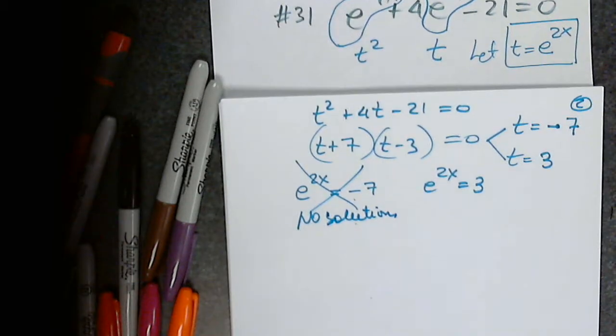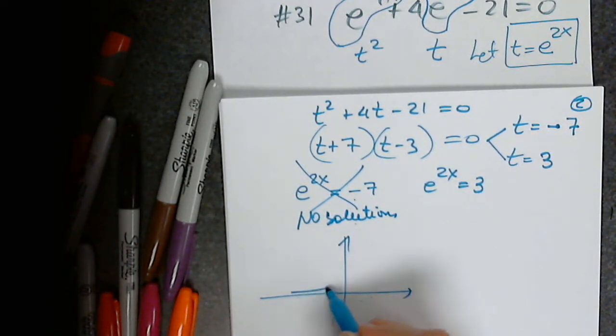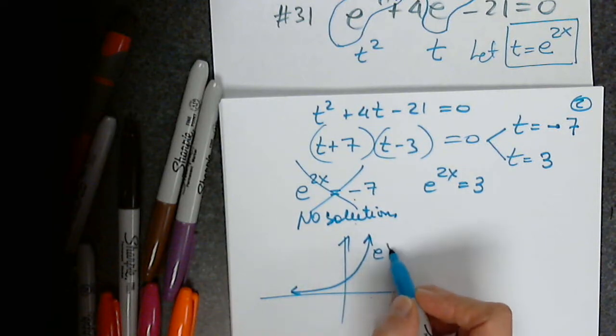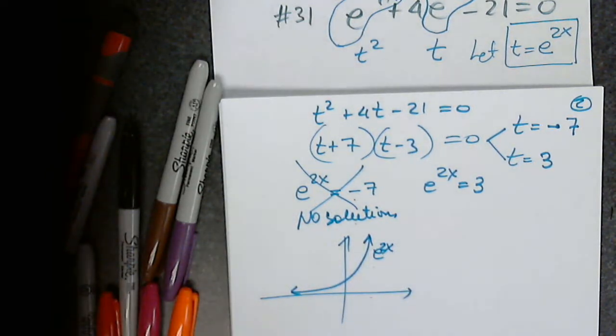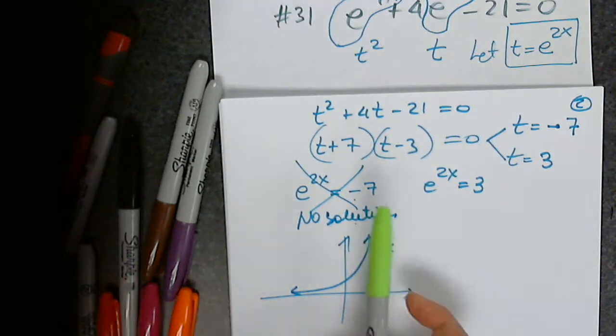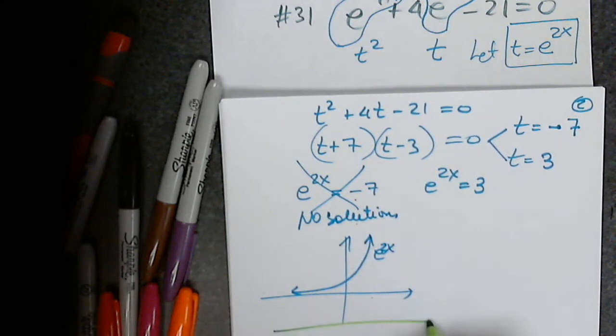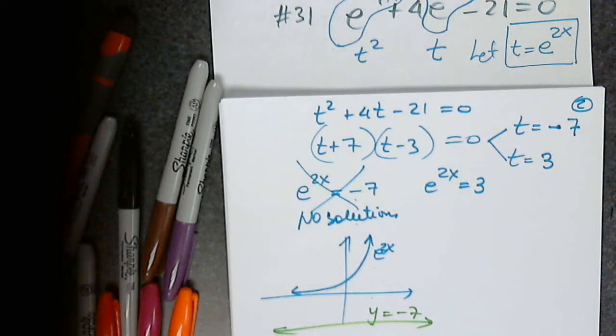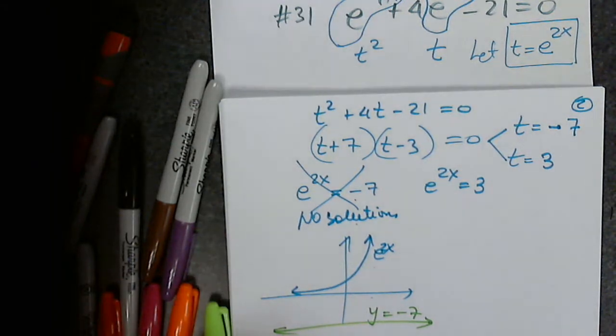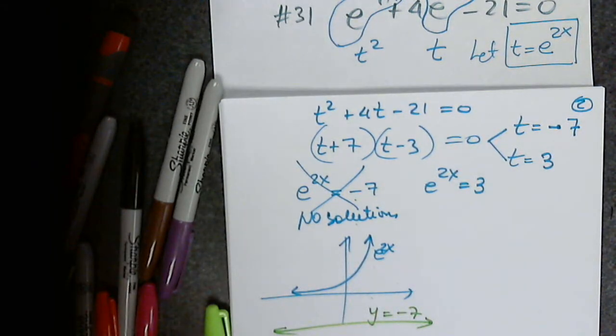So in other words, if I graph the left-hand side, I graph this, with a horizontal asymptote y equals 0. If I graph the right-hand side, I graph this. And how many points do they meet? None. Very good. Okay, the second one is possible.